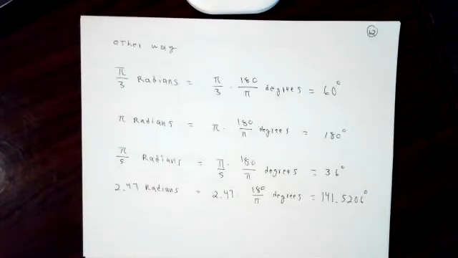You can do it the other way as well. An angle that has pi over 3 radians in it has, since each radian is 180 over pi degrees, cancel out the 3. You find out that pi over 3 radians is 60 degrees. Pi radians, done in the same way, is 180 degrees. Pi over 5 radians works out to be 36 degrees. And a less nice number, 2.47 radians, works out to be 141.5206 degrees.